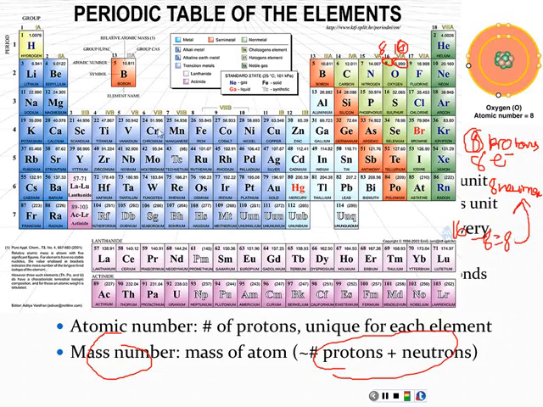Okay, I'll give another example. How about chromium here? It has 24 as its atomic number and around 52 for its mass number. So, how many protons are there?